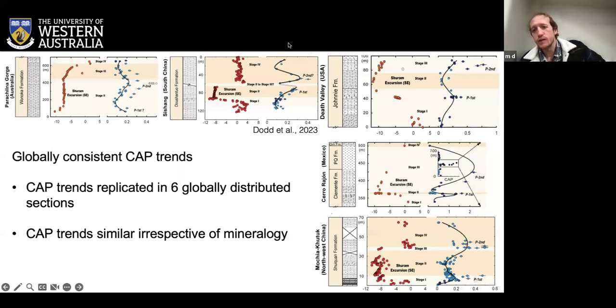So I wouldn't say that there is a dominant dolomite control on the CAP trends, but they do indeed record and incorporate more phosphorus than the calcite counterparts do. So whether they incorporate more diagenetic pore water phosphorus, that's an interesting question. I don't know.